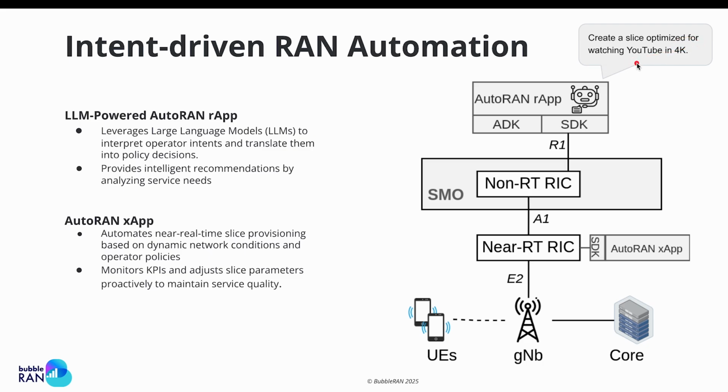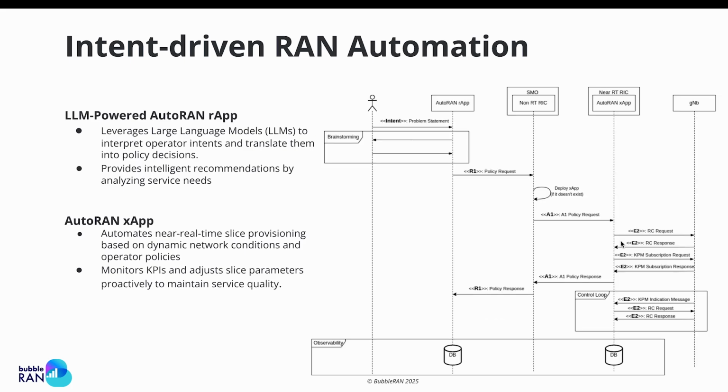On the other side, we have the AutoRAN xApp built using the xApp SDK. It performs adaptive slice provisioning based on the KPIs and real-time network conditions to maintain service quality and reach the target goal. This slide details the end-to-end automation flow, starting from an operator expressing intent to actual adjustment of RAN parameters with minimal manual intervention.